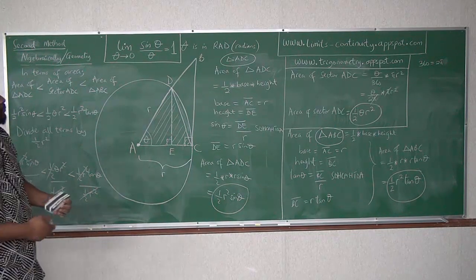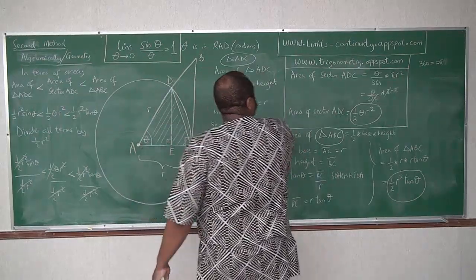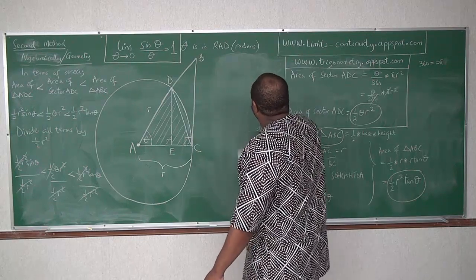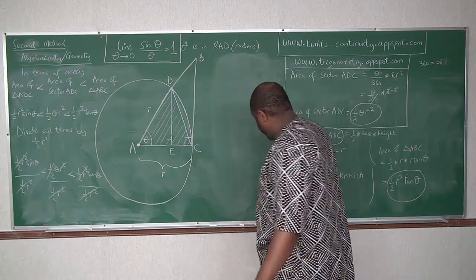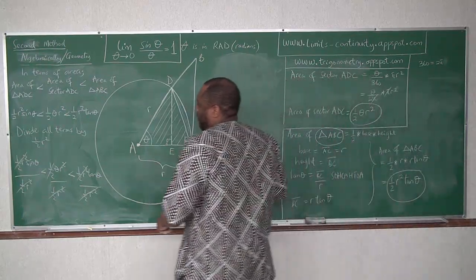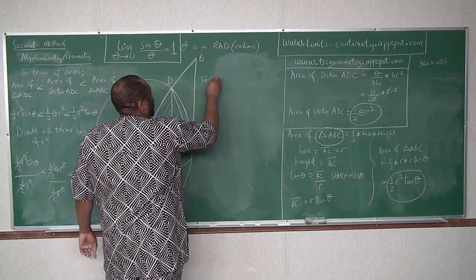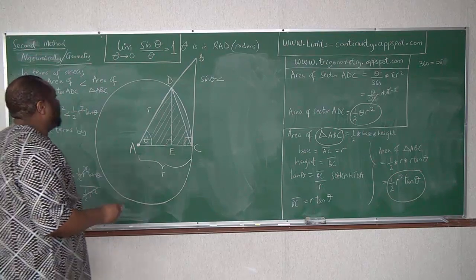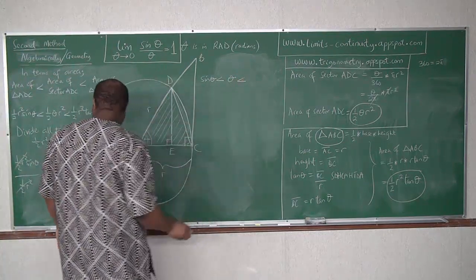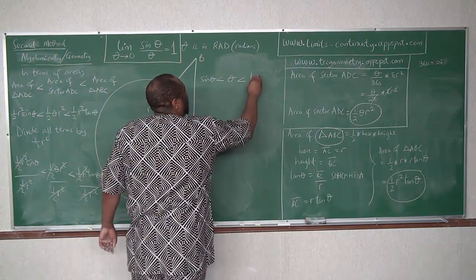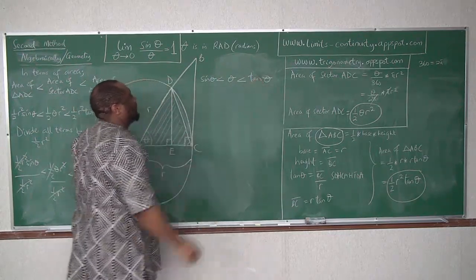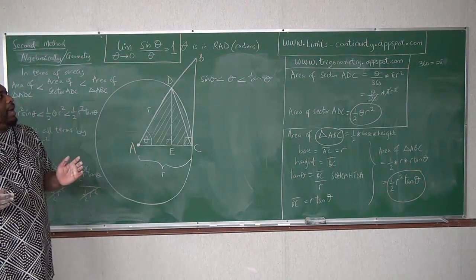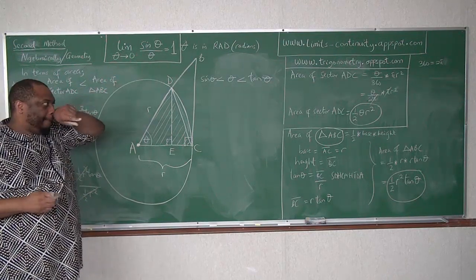So what we got? Please let me erase this so we can finish up. So we now have that sine theta is less than theta, which is less than tan theta. Okay? Sine theta is less than theta, which is less than tan theta. Remember, we want to find this sine theta over theta.